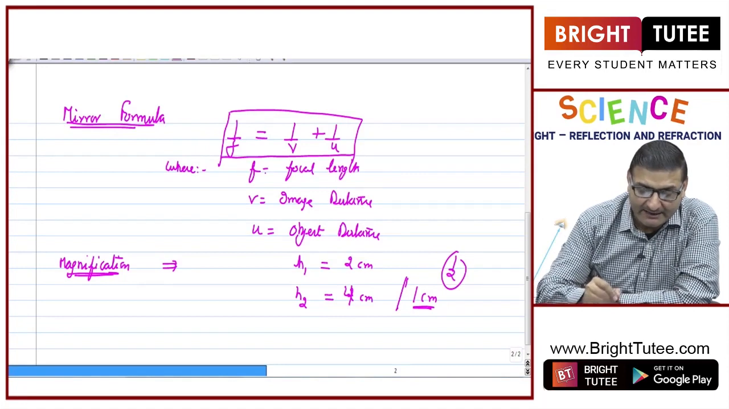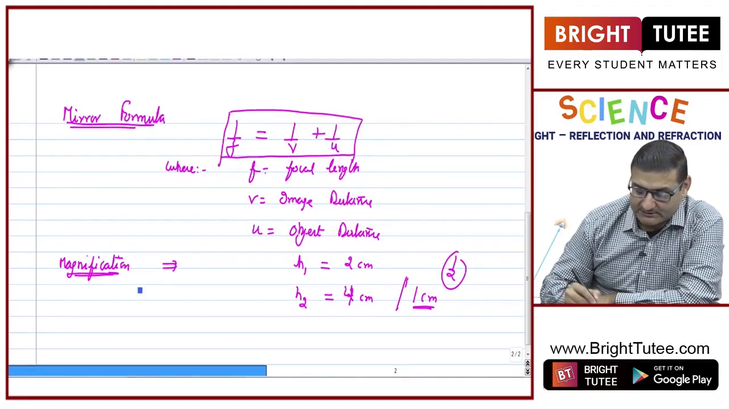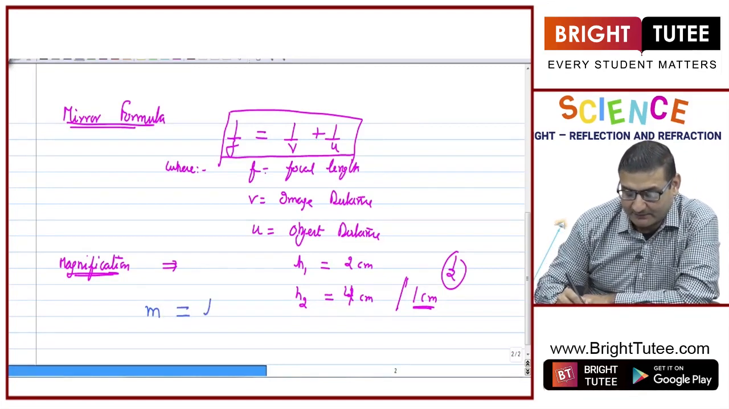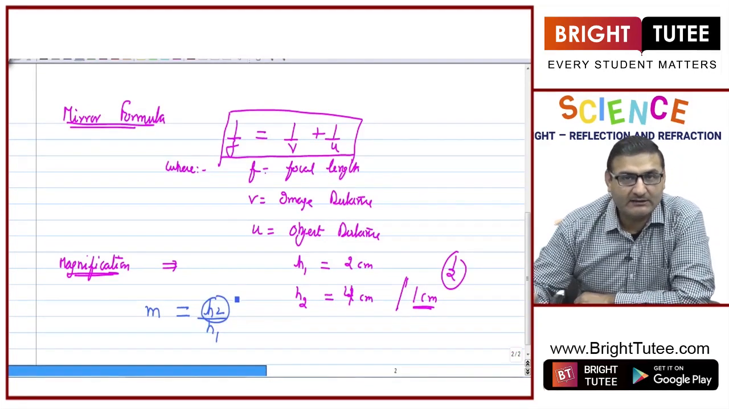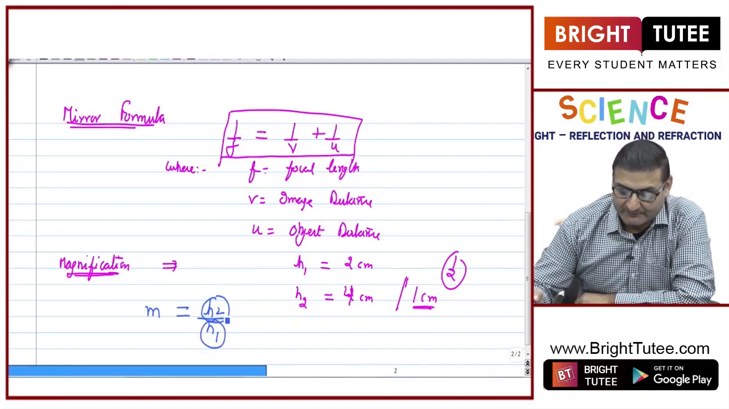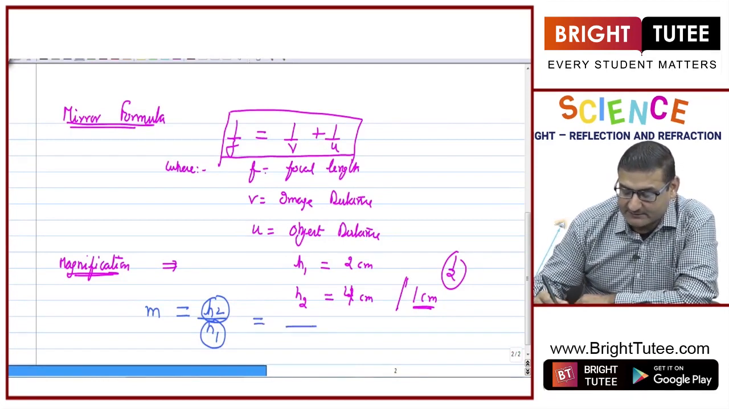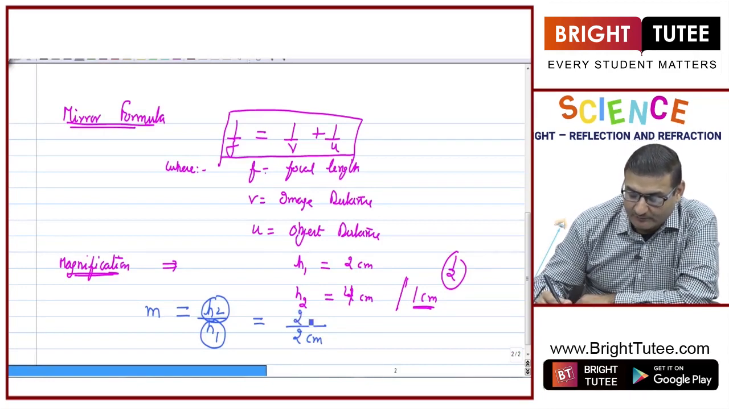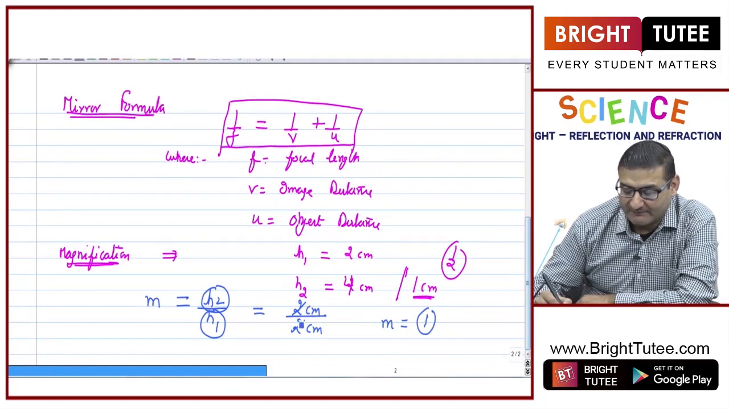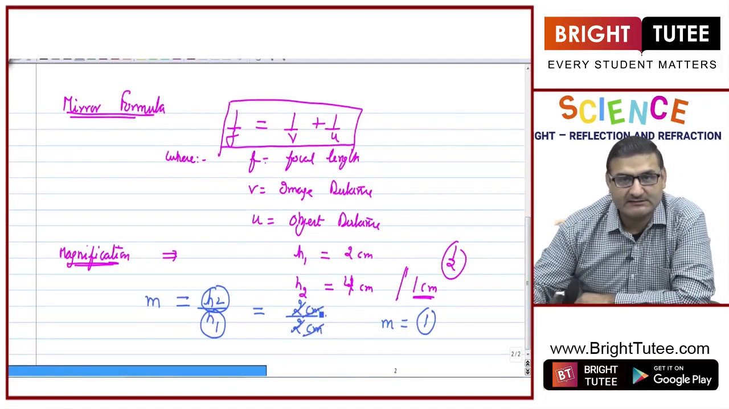Why? How have I calculated this particular magnification? There is a formula for it. Magnification is represented by small m, and it is given by the formula h2 by h1, where h2 is the height or size of the image and h1 is the height or size of the object. Fine. Taking all the 3 cases, for example, first case was the height of the object was 2 centimeters. The image formed is of 2 centimeters. Then the value of magnification comes out to be 1. I have cancelled 2 and 2, and along with that I have cancelled the units also.